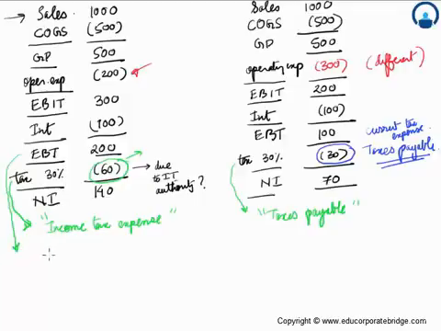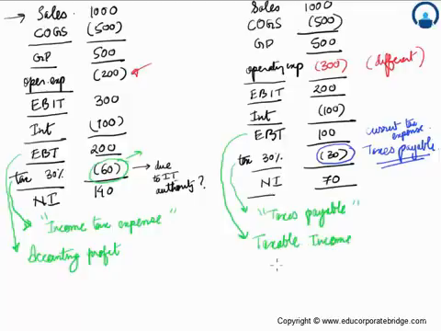EBT is called accounting profit. This is called accounting profit. So the profit that is reported to the shareholders, this EBT, is called accounting profit. On the other hand, when we talk about the IT authority based income statement, here it is called taxable income.